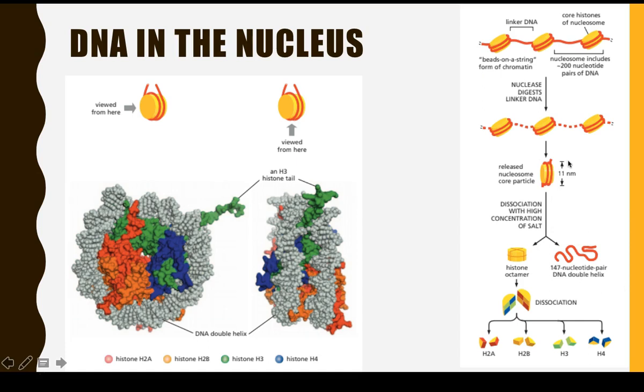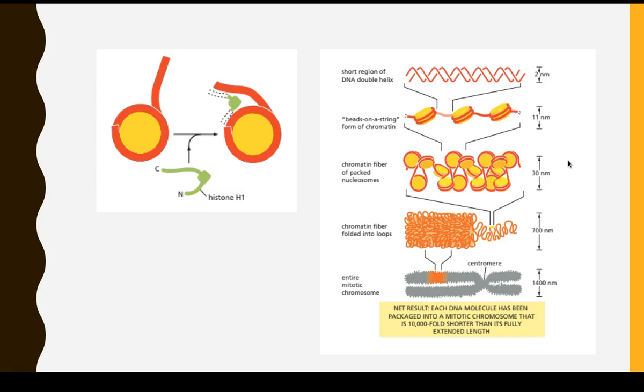To keep the DNA on the histone, there are histone tails. Histone tails are rich in lysine, which gives them a positive charge. The positively charged tails keep the negatively charged DNA in place. This looks like a pearl necklace with linker DNA connecting each nucleosome.